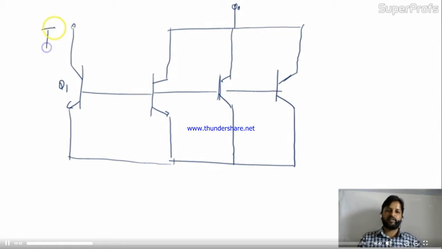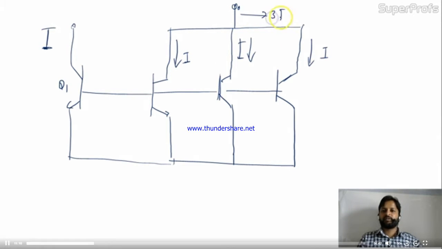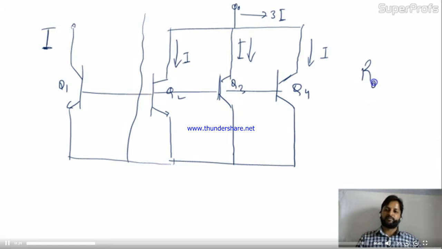Okay, in this case, if this is I, then definitely by current mirror, this will be I, this will be I, and this will also be I. So if these three are I's, then this will definitely be 3I. This is the parallel kind of thing. These BJTs Q2, Q3 and Q4 are connected in parallel. So what will be the total output resistance? If at the output stage we suppose we have resistance R0, it will definitely decrease. Why? Because in a parallel combination, resistances decrease. So remember this thing.